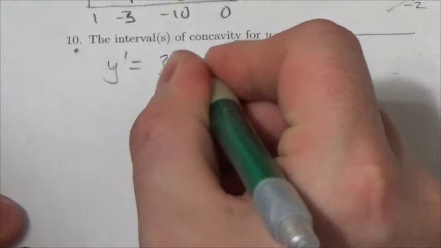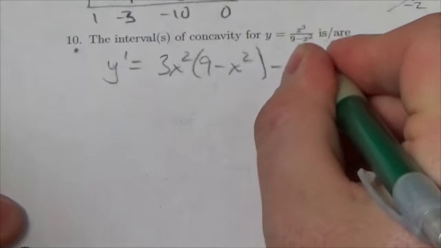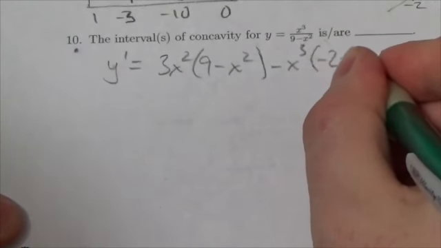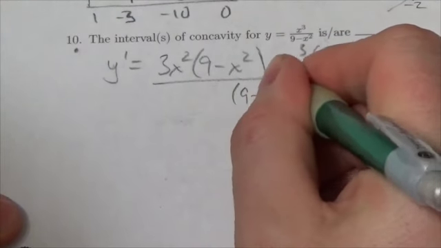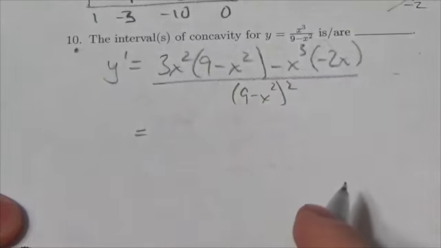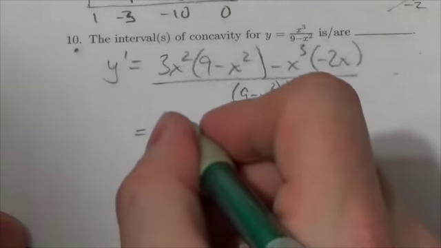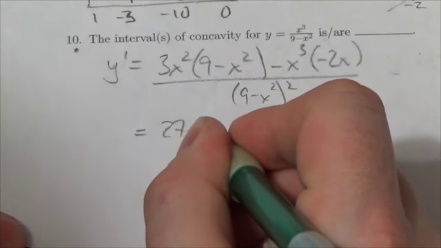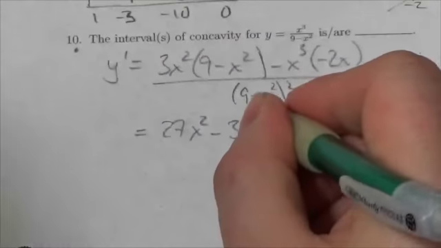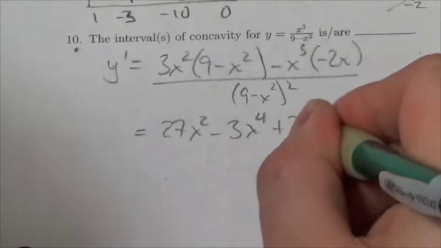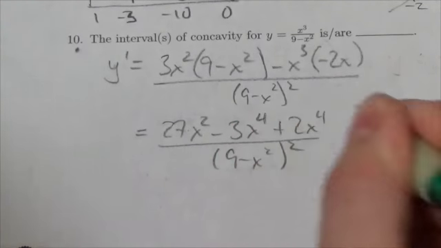We're going to have 3x squared times (9 minus x squared) minus x cubed times negative 2x for the bottom there, and then we square the denominator. Okay, well, obviously I'm not going to take the derivative right away. I'm going to simplify that a little bit. So that's going to be 27x squared minus 3x to the fourth plus 2x to the fourth all over (9 minus x squared) squared.